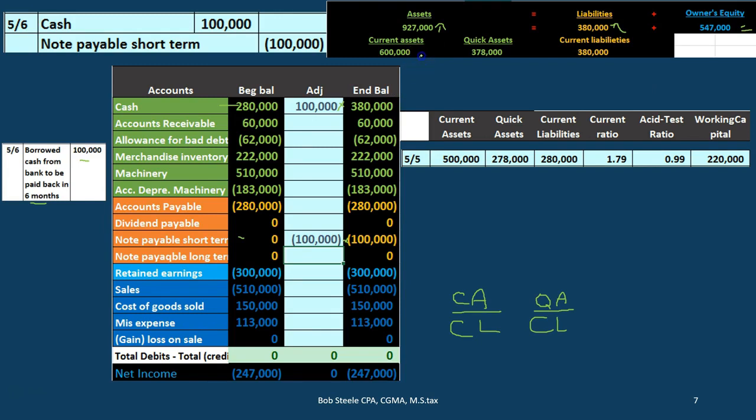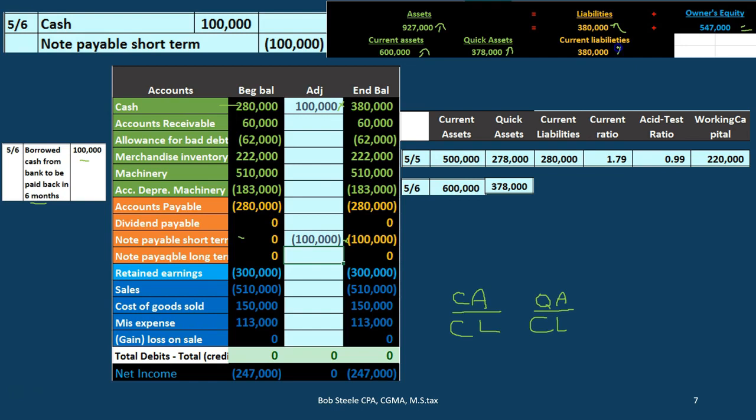So if that's the one that went up, then the current assets are also going to go up, as we can see here. And then how about the quick assets? Well, yeah, cash is also a quick asset. It's about as liquid as can be, so it still qualifies as a quick asset. Therefore, the quick assets are going to go up by that 100 as well. Current liabilities? Yeah, that's the current liability.